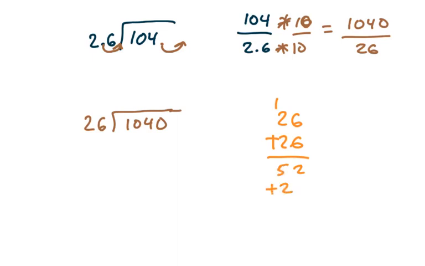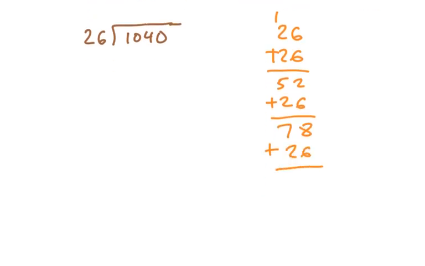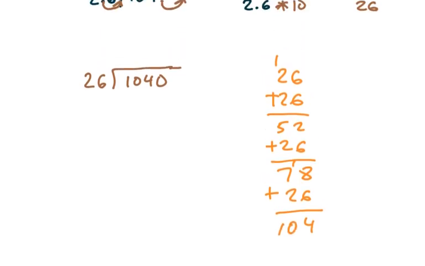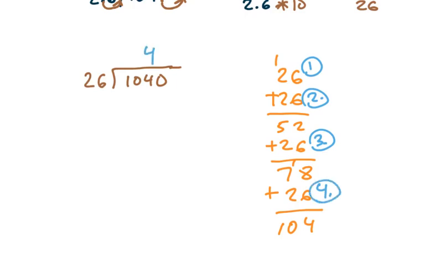Remember, we're trying to get to 104, so add another 26. That's 78. Not there yet. Add another 26. 8 plus 6 is 14. Carry the 1. That's 104 exactly. Interesting. So we have 1, we have 2, we have 3, and then we have 4. So we know it goes in exactly 4 times. The beauty of this is that I know this, so now I can just go 104 here, and we're going to subtract. This is going to leave me with 0. How many times does 26 go into 0? It goes in 0 times, and we're just going to keep getting 0. So the answer here is going to be 40.